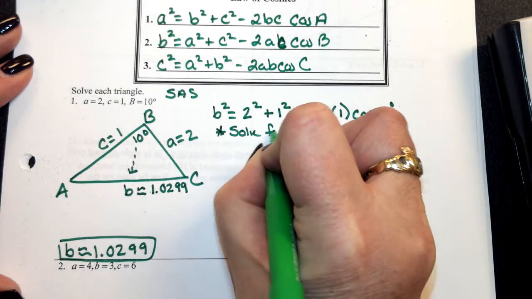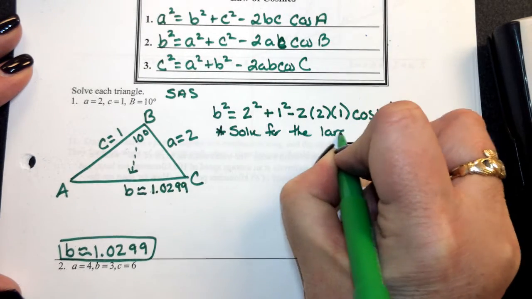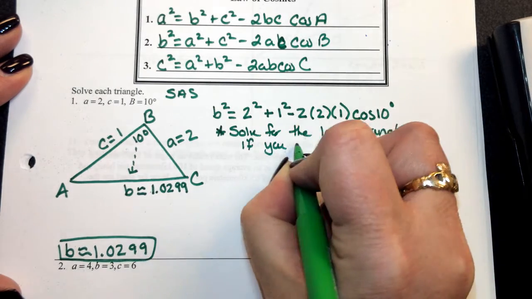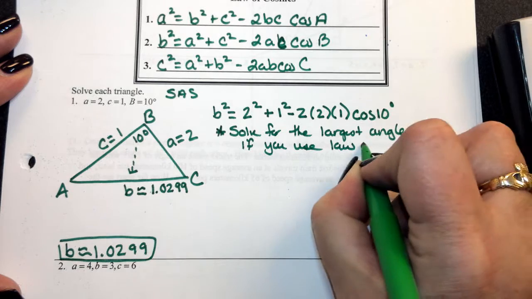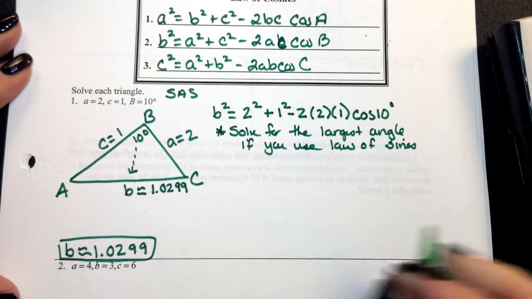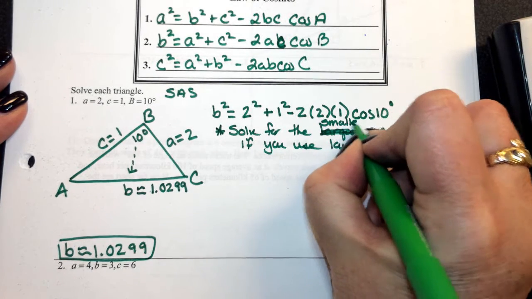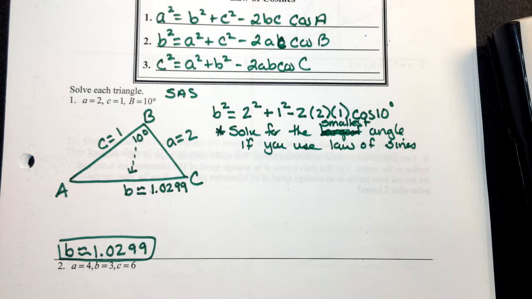Solve for the largest angle if you use law of sines. Smallest, excuse me. Yeah. The reason why is because you could have an obtuse angle in this triangle. You agree? We don't know. It's either obtuse or acute, because we know it's not a right triangle, correct? So it's either obtuse or it's going to be acute.